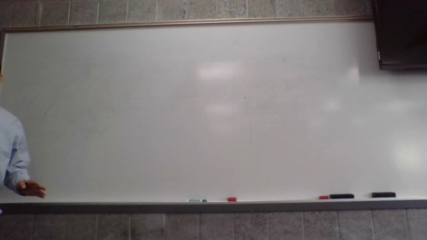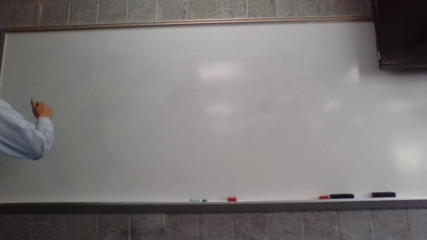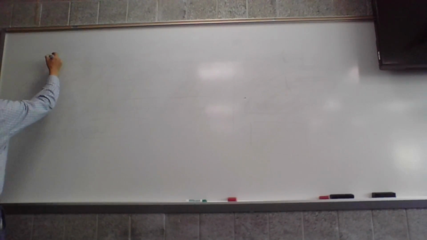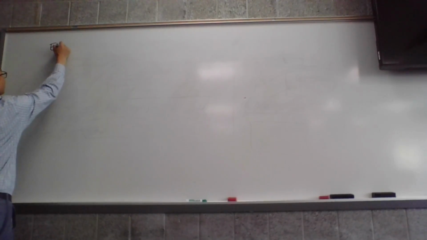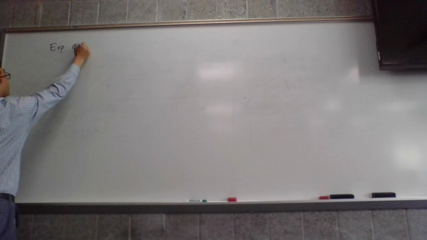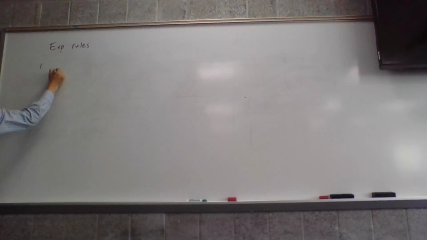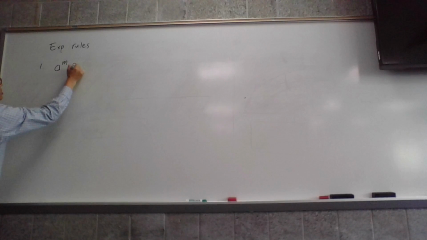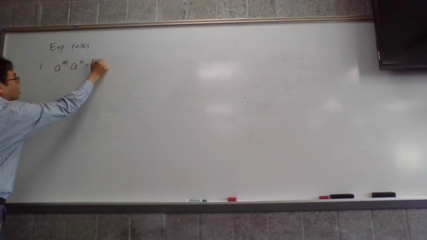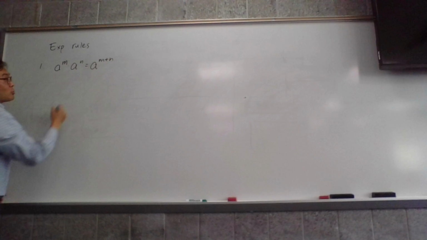I have to start with exponential rules, but I'll be really quick. So we have exponential rules, which are number one, a to the m times a to the n is a to the m plus n. Now, why is this true?